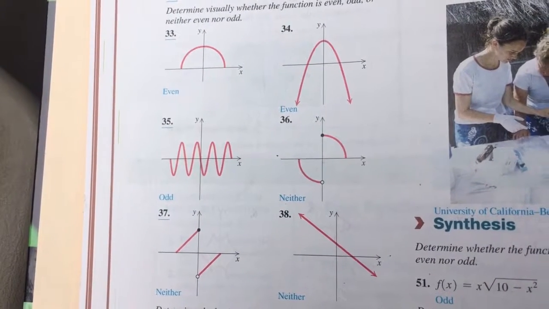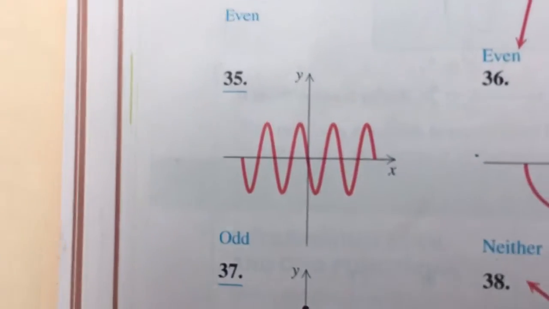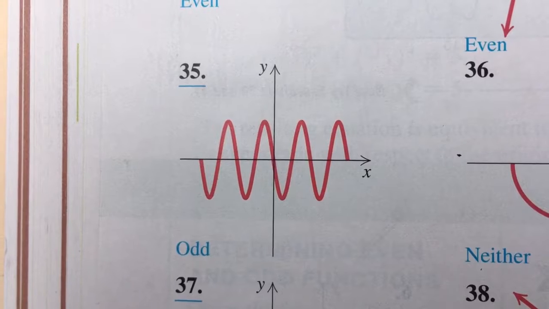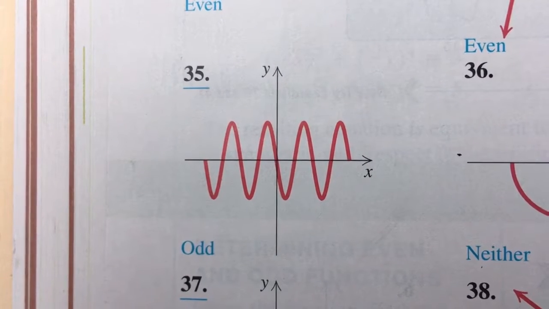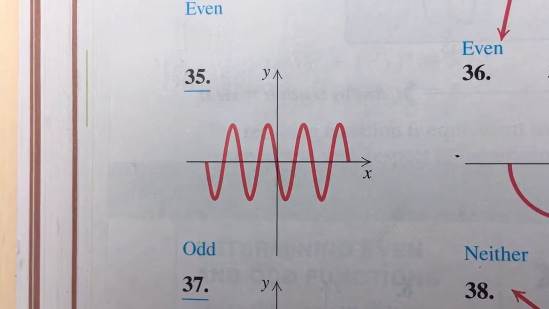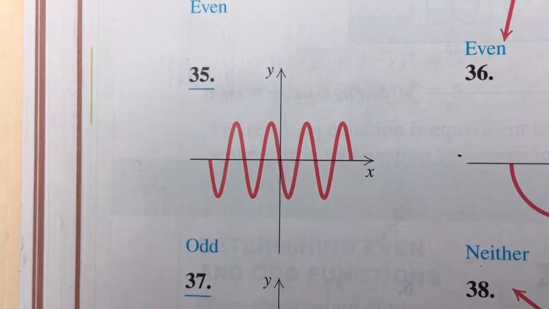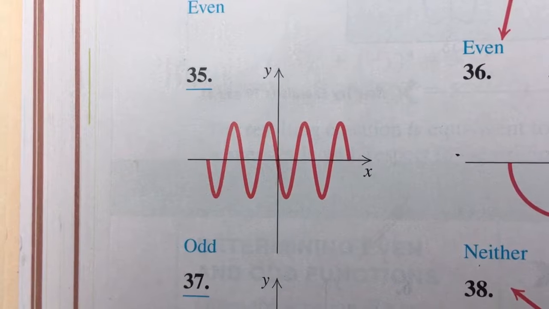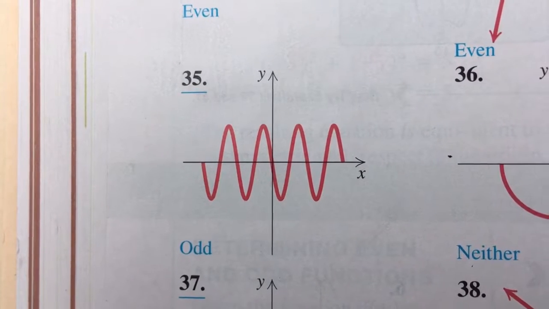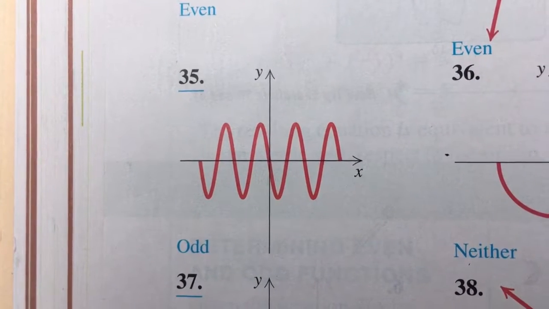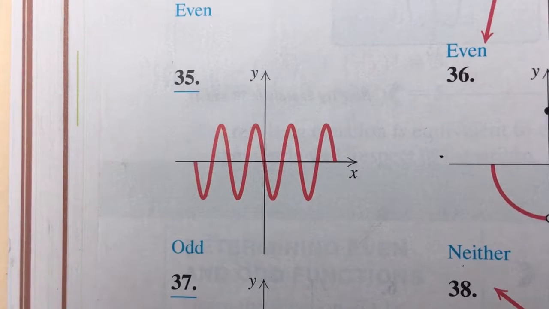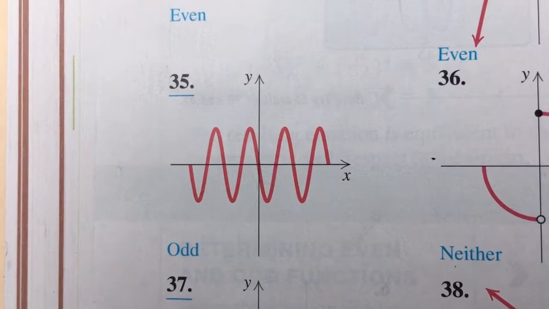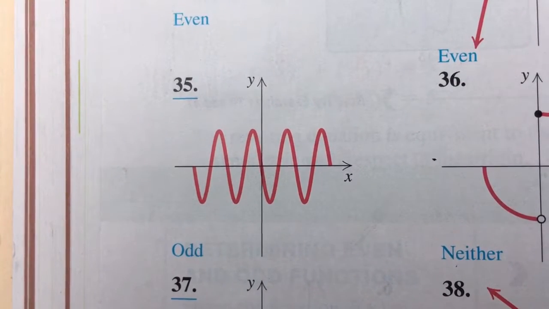35, okay, now let's look a little closer at 35, all right? You can see that it's not the same on both sides of the x-axis. It is not the same on both sides of the y-axis. But if you put a pinwheel in the middle and you rotate it 180 degrees, the function would lie back on itself. Therefore, it has origin symmetry and is odd.